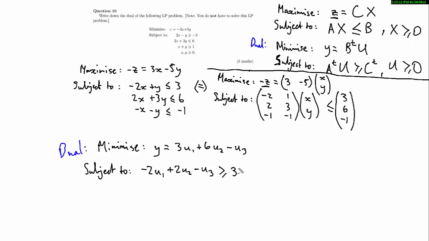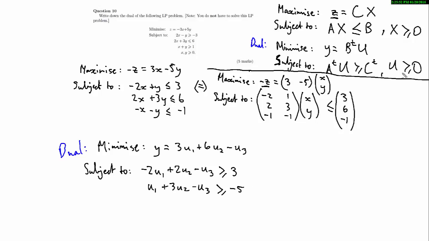Now for our second constraint, we look at the second column here of our A transpose to give ourselves our constraint coefficients. So let's do that. We now have the coefficient of 1 for U1, then we have plus 3 U2, then minus U3. And again give ourselves a greater than or equal to sign, and then the next entry in C transpose is minus 5, so that'll be our value on the end there.